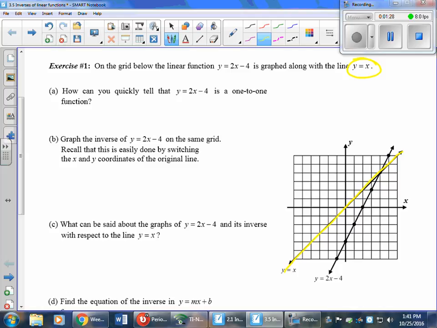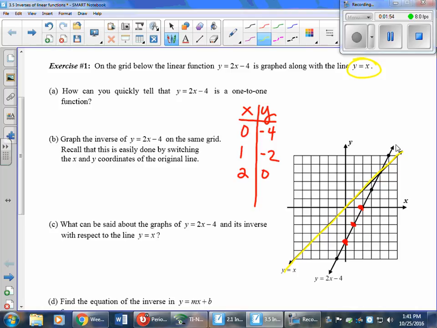Okay, so B says graph the inverse of y equals 2x minus 4 on the same grid. So basically what we do is we consider the point values here, x and y. Let's pick the easy ones. How about this one down here, which is (0, -4), and this one here, which is (1, -2), and this one right here, which is (2, 0). And we just flip-flop them.